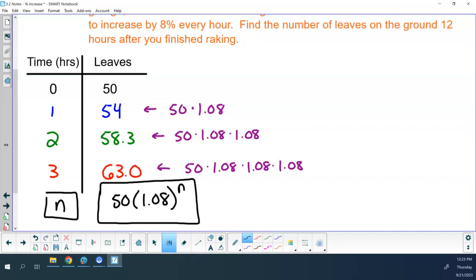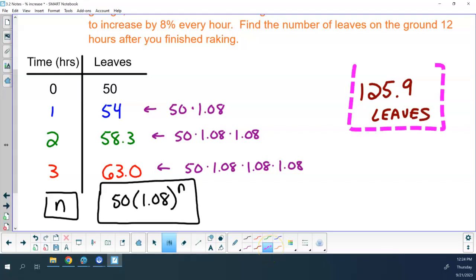What do we got for total number of leaves on the ground? Again, rounding to the tenths. 125.9 leaves. That's a lot of leaves. Okay? Love it.